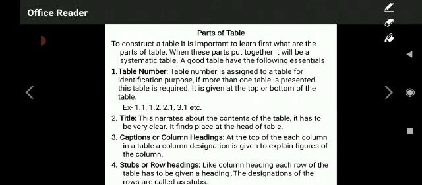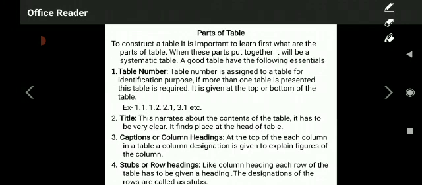Next essential of a table is the title. We have to focus on this particular essential. This is the most important part of a table. We have to mention the title of the table very systematically. The title explains what content is there in that particular table. It narrates the contents of the table, what all data is fit in that table. That can be understood only with the help of the title of the table.